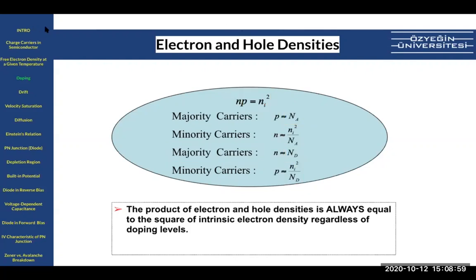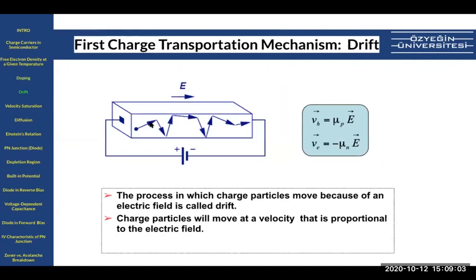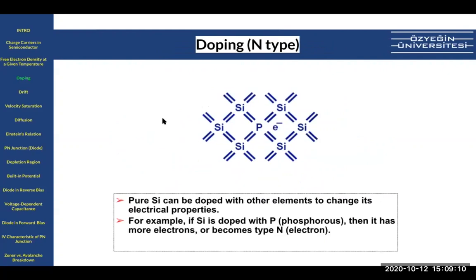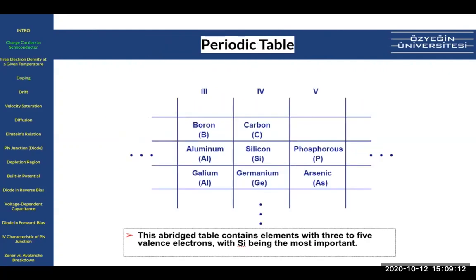Do you have any questions so far? Can I ask a question? Yeah, of course. Carbon also has 4 free electrons. Why do we use silicon instead of carbon?